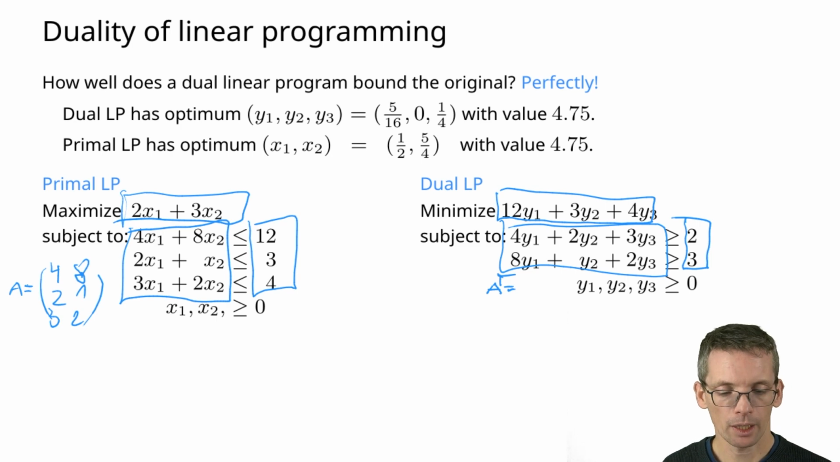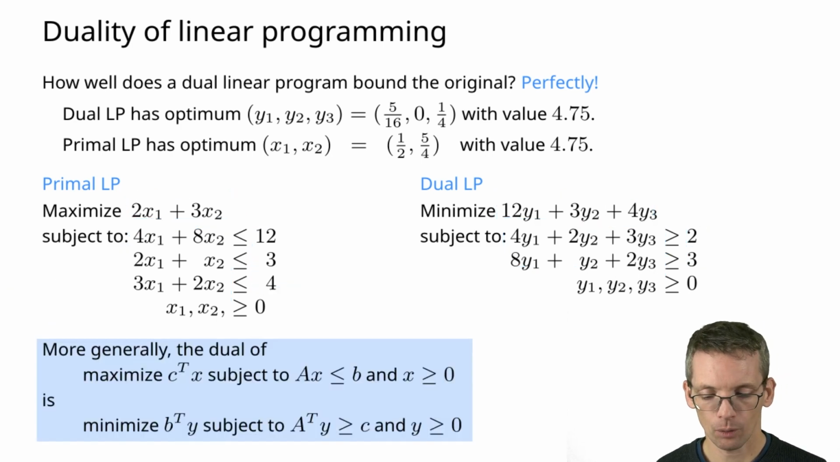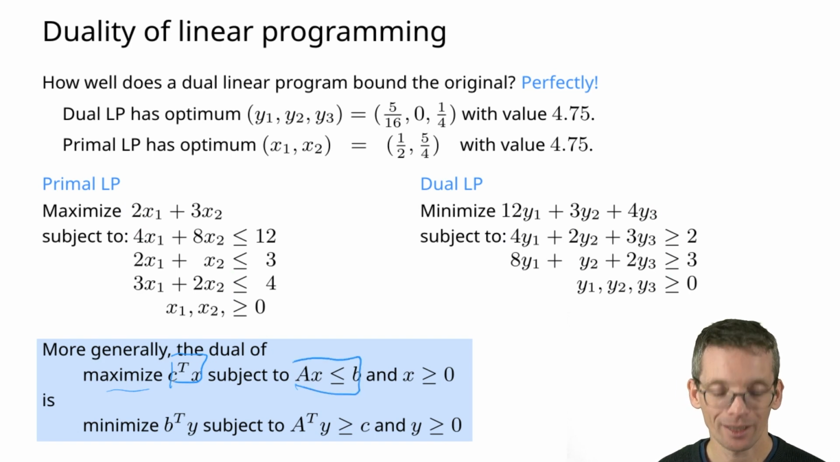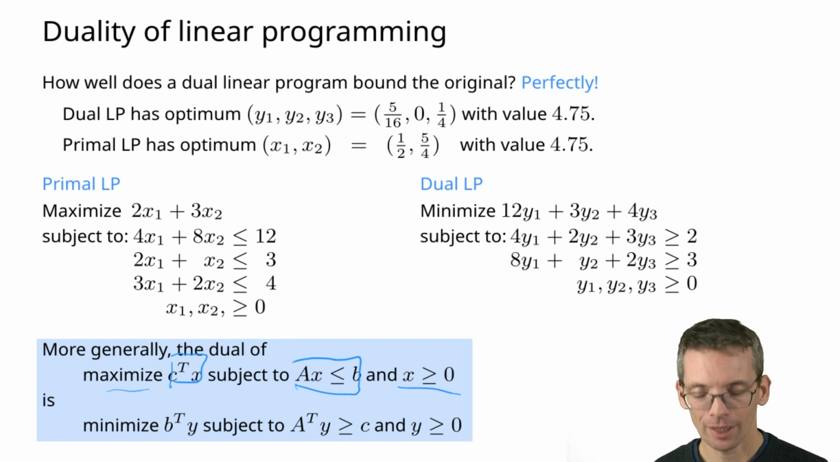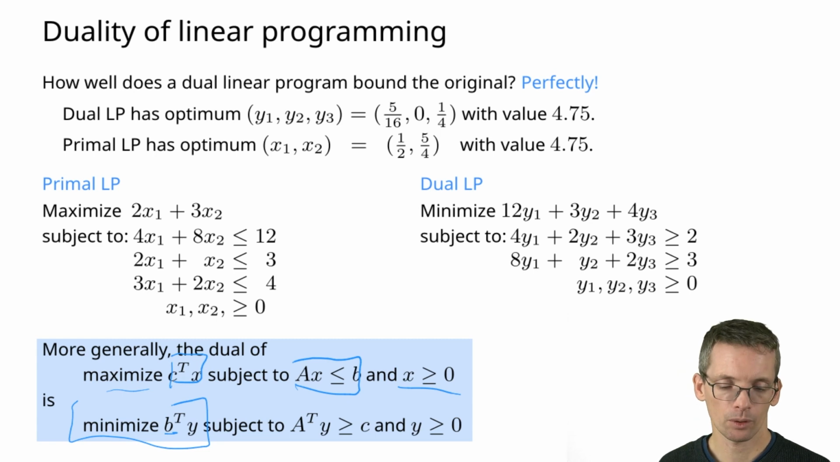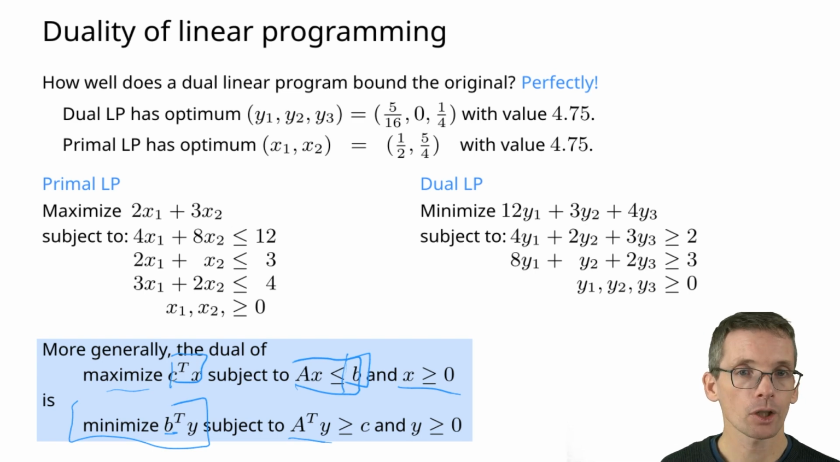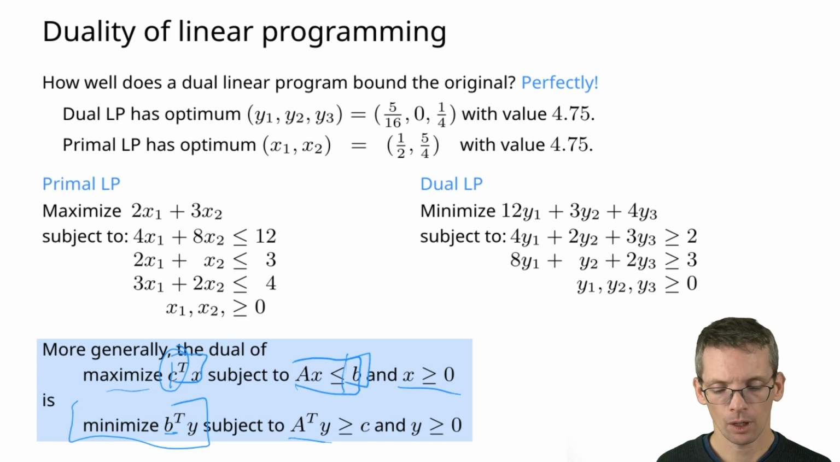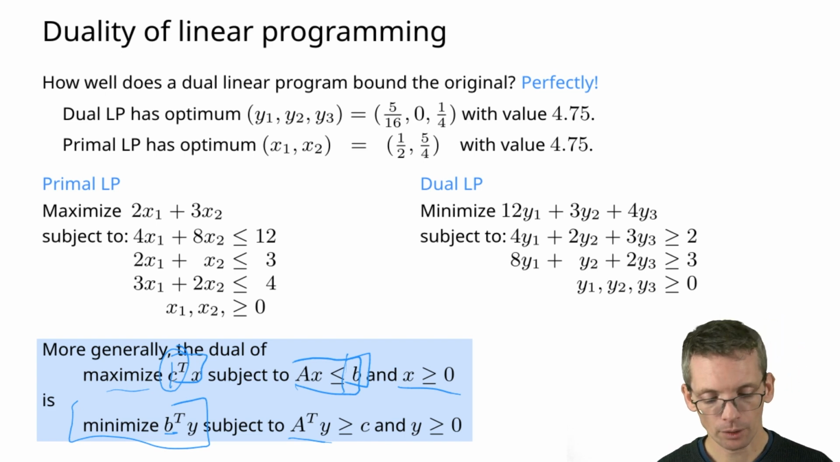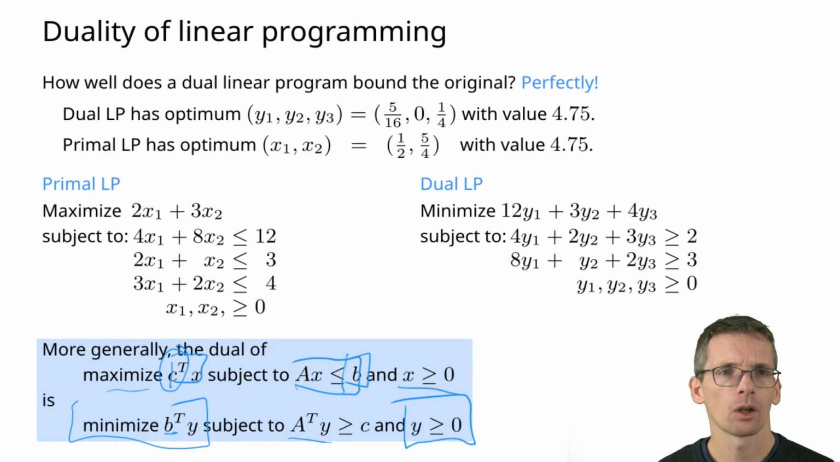So more generally, if we have a linear program in this form, so maximize something subject to Ax smaller equal b with x non-negative, then the dual linear program will be minimizing b transposed y, so the right hand side from here, subject to A transposed y larger equal c. c was the coefficient vector for our primal objective function, again y non-negative.